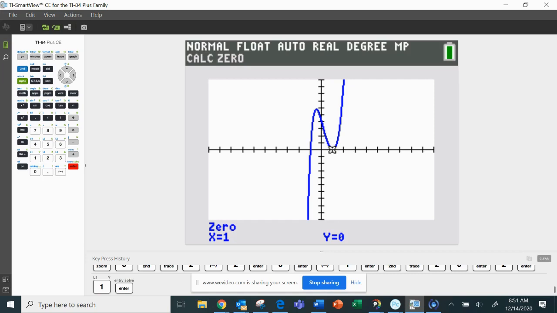Pauline, did you find another 0? I see 3 of them. We've only said 2 of them. Nope. That wouldn't be a 0. That'd just be a y-intercept. Ari?